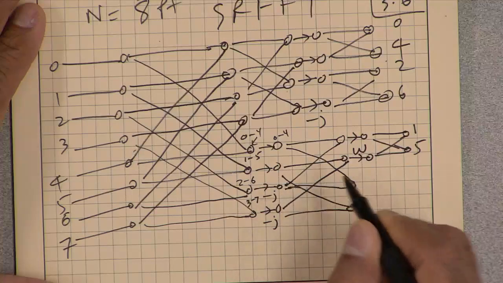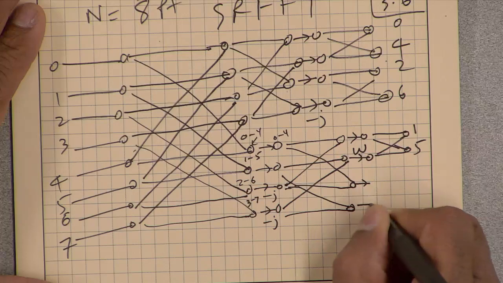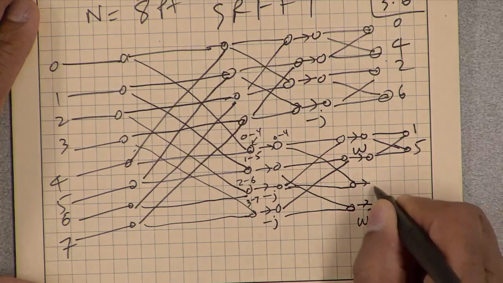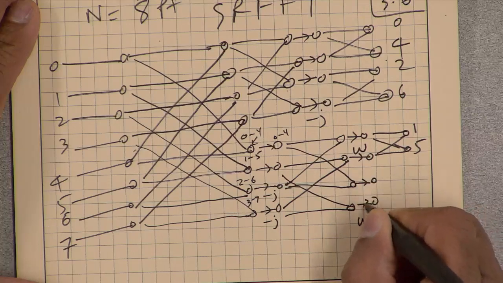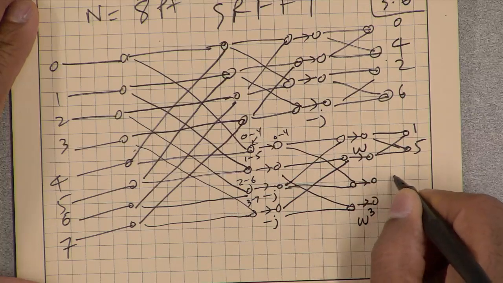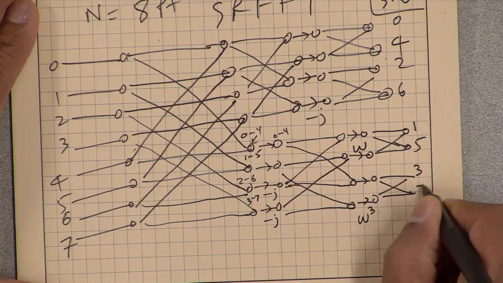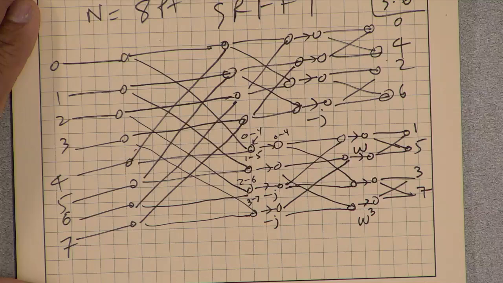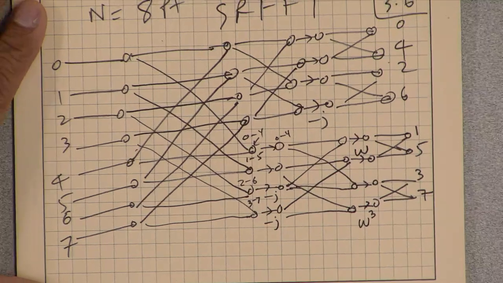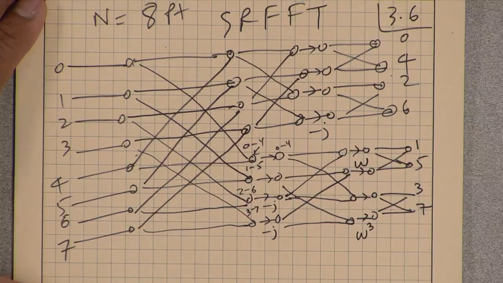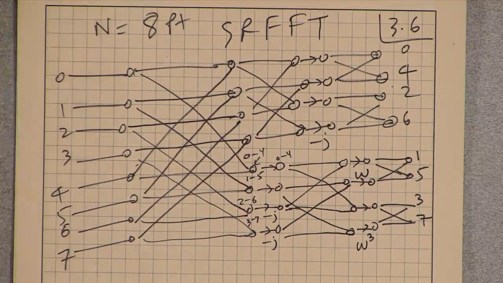Complete that butterfly, multiplied by 1, multiplied by w to the power 3. So w to the power 3n, n equal to 0, n equal to 1, and then take a 2-point DFT of that, and that's x of 4r plus 3 and 4r plus 3, which are 3 and 7. So that's the complete 8-point split radix FFT.